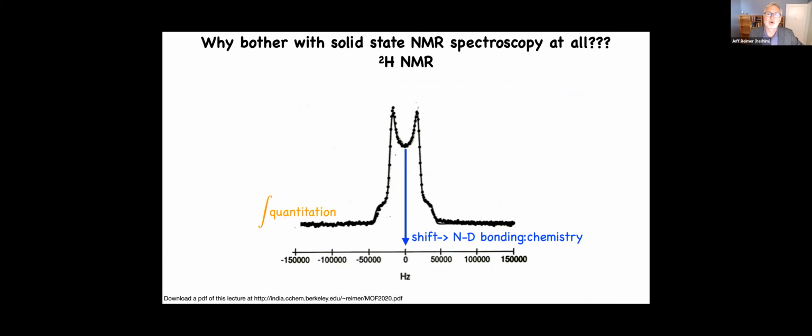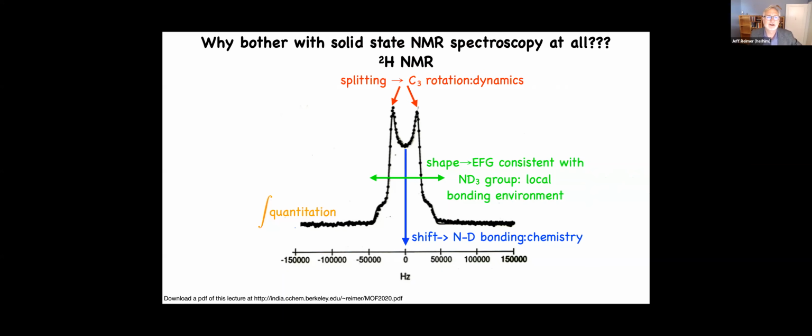Even though the line is very broad, its center of mass can be determined quite accurately. And from this particular experiment, I discern a chemical shift that's consistent with an amide bond. The shape of the line is unusual, isn't it? It's consistent with electric field gradients that are present in an ND3 group. And so not only do we get the local bonding, but we get the distribution of that local bonding in the immediate environment.